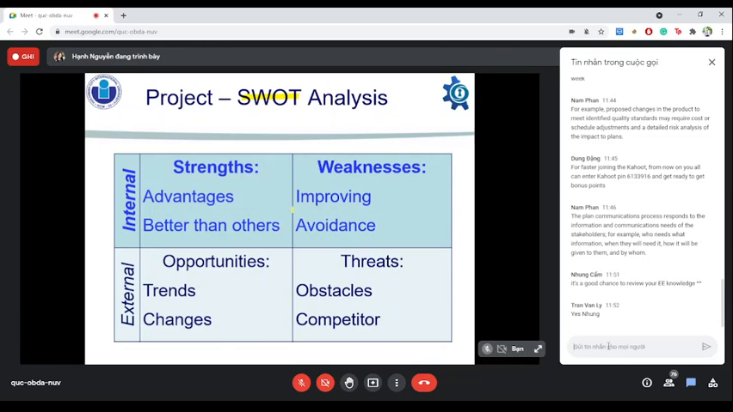Weaknesses are the factors we need to improve and the factors we must avoid. Opportunity: what are the latest trends, and how has the market changed? Threat: what are the obstacles, and who are our competitors? Among SWOT analysis, strengths and weaknesses are internal factors, opportunities and threats are external factors.